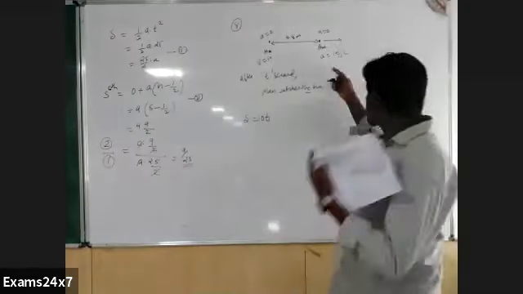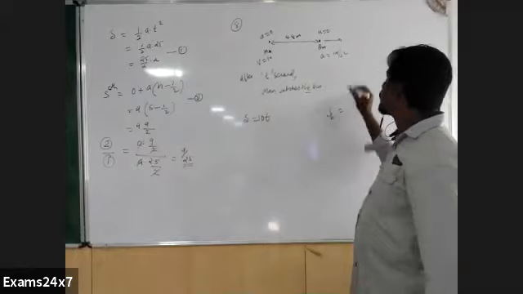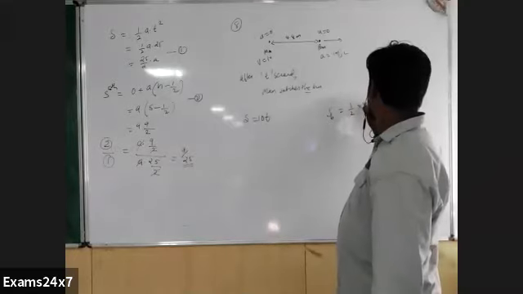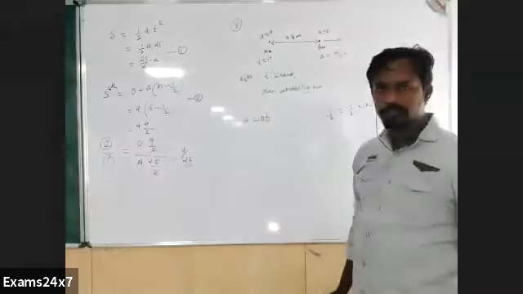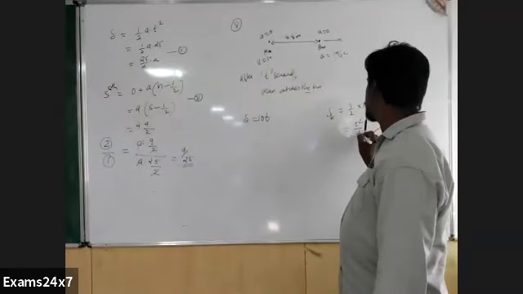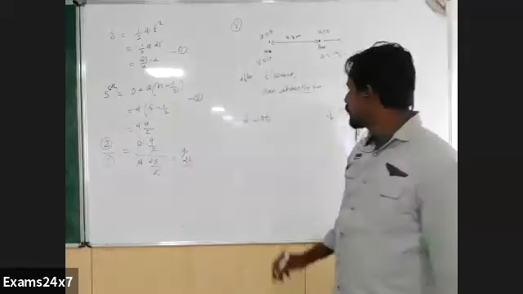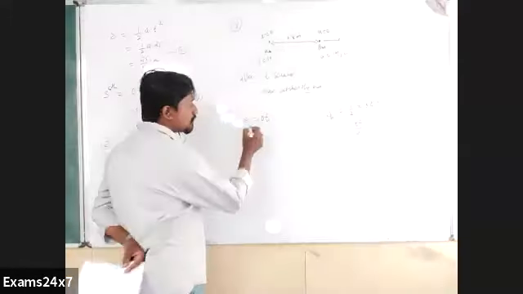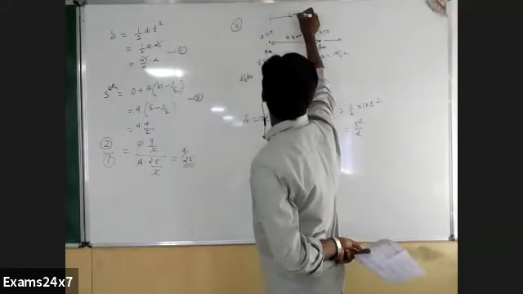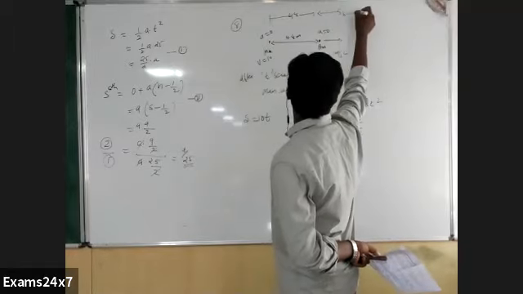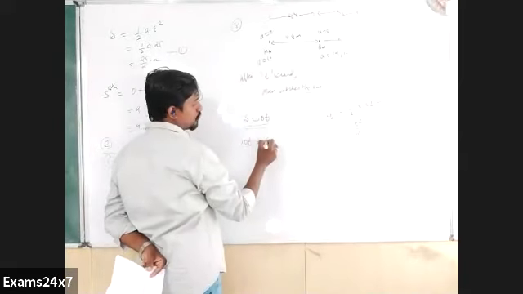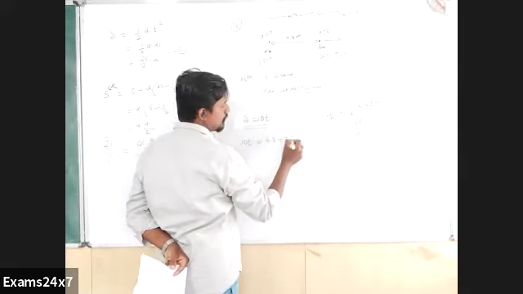You tell me what is the distance traveled by the bus? u is 0, so it is half a t square. It is half into a, which is 1, t square. That is t square by 2, the distance traveled by the bus. Tell me what is the total distance the man has to cover? Man has to cover 48 meter plus distance traveled by the bus. Yes or no? So 10t must be equal to 48 plus t square by 2.